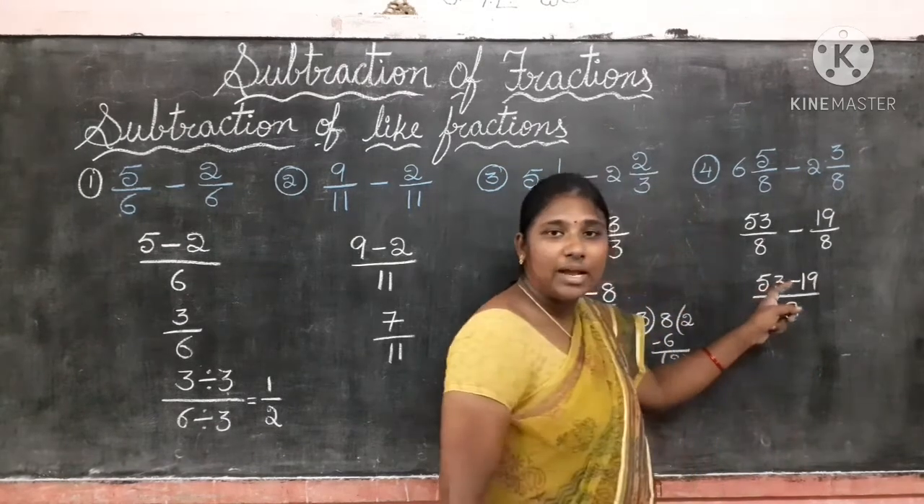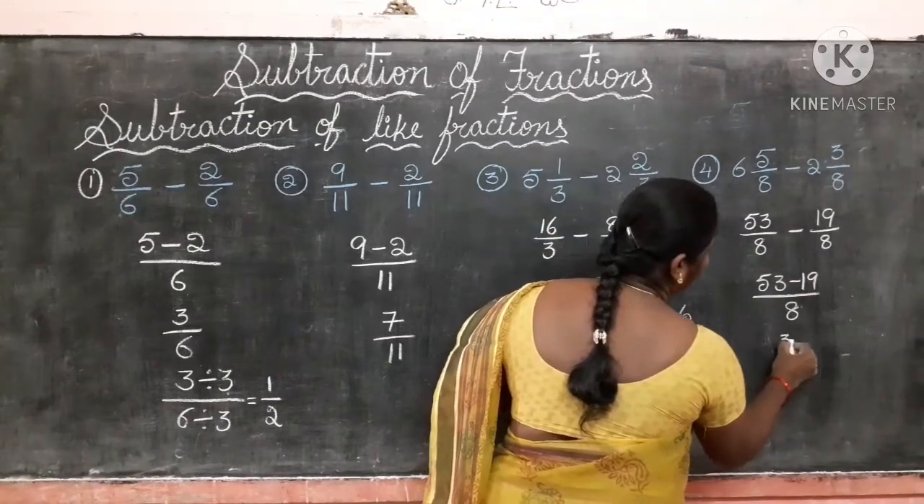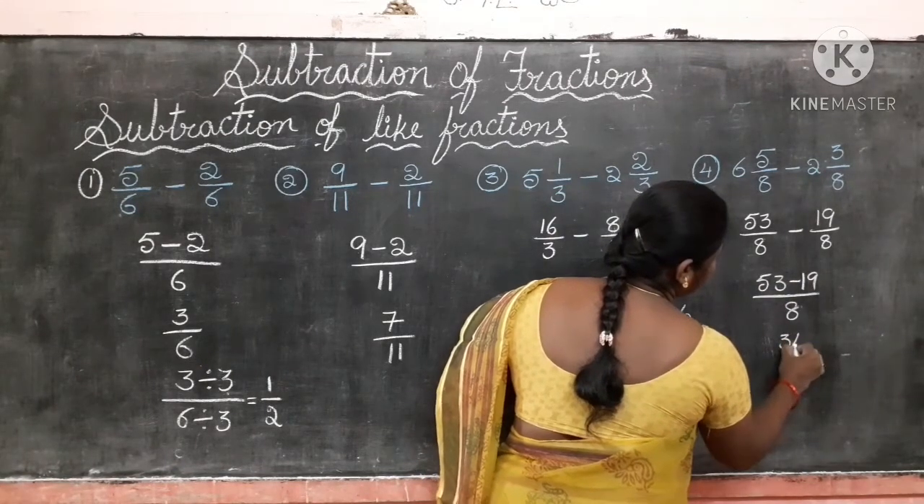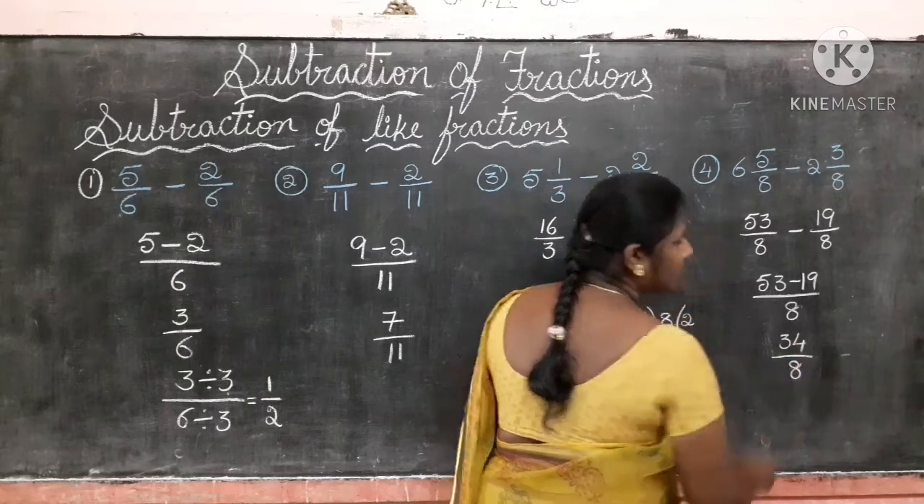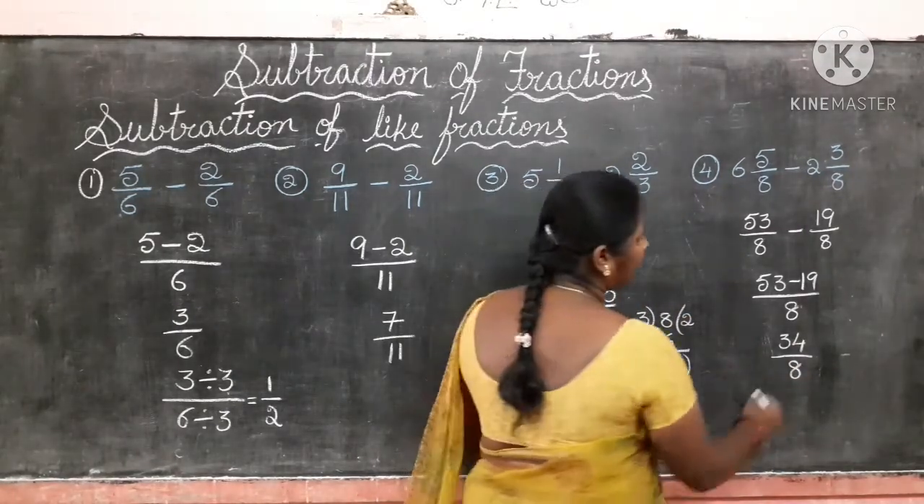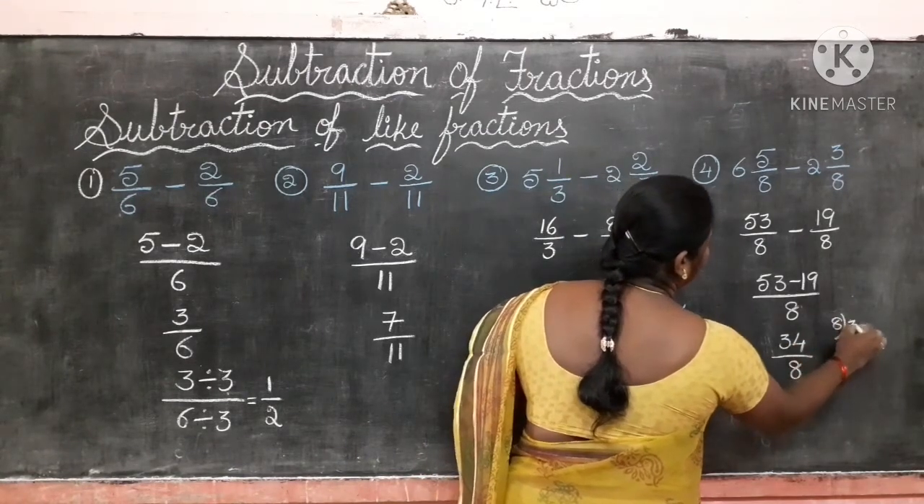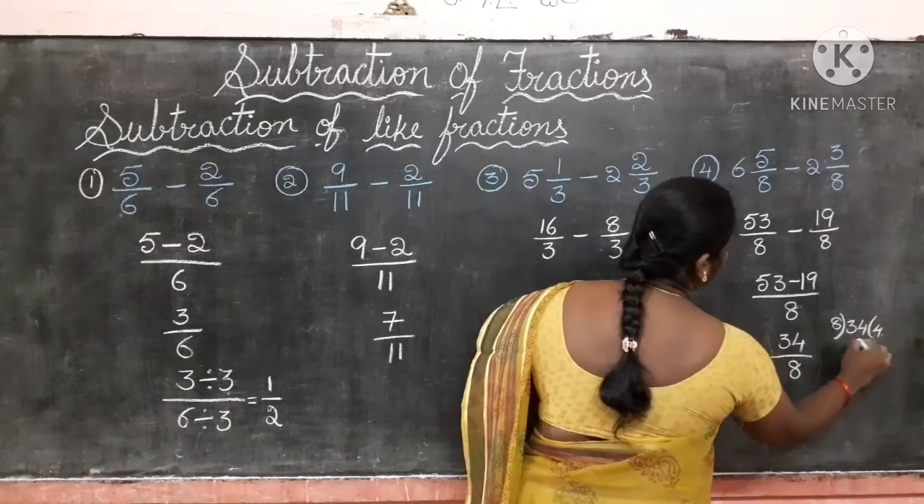8. 53 minus 19 is 34. 34 by 8. This 34 by 8 is an improper fraction. We have to convert it to a mixed fraction. 8 table, 34. 8 fours are 32.